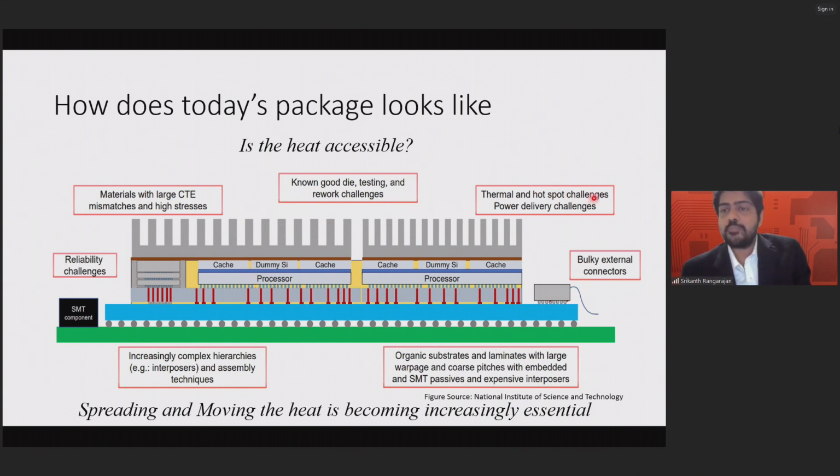Thermal and hotspot challenges and power delivery challenges have been listed as major problems of this decade for electronics. As packaging becomes more and more complex, because we want to increase the power density per unit area, that problem is going to be on the rise. So spreading and moving the heat is becoming increasingly essential. People have started to look at packaging and thermal together, and they are looking for packaging materials that can spread the heat, or for ways to integrate spreaders or heat movers into the packaging so that the heat is accessible by the cooling fluid.